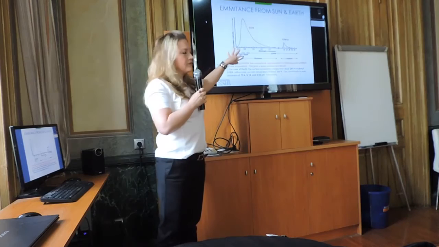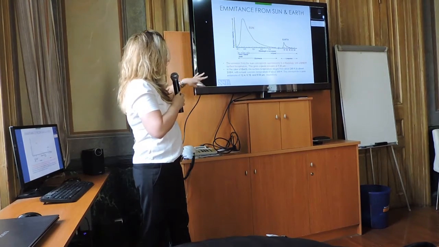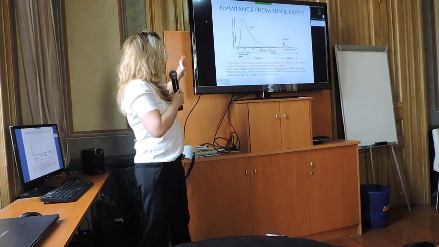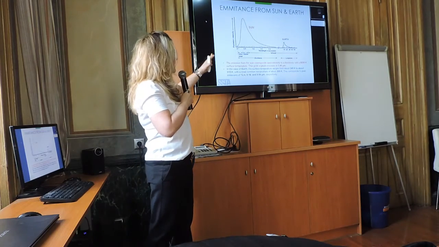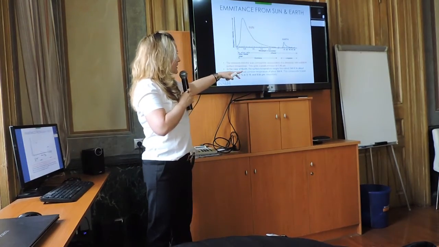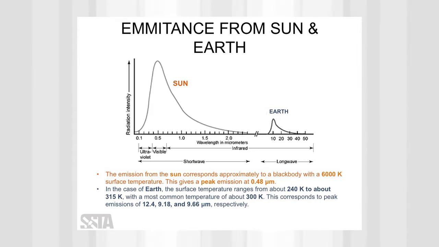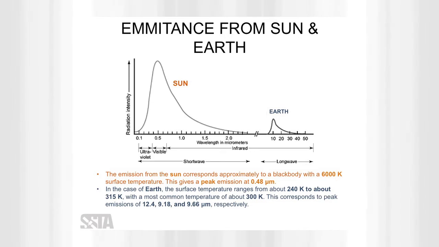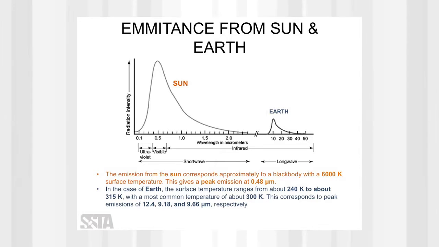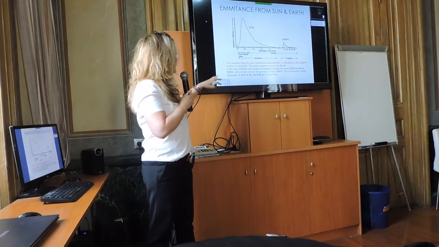Again, the two famous curves. By now, I think we have already understood what it's all about. So let me just repeat that the emission from the sun corresponds approximately to a black body. You can remember 6,000 K. This is close enough. And this gives a peak emission at 0.48 microns, which is in the visible spectral range.